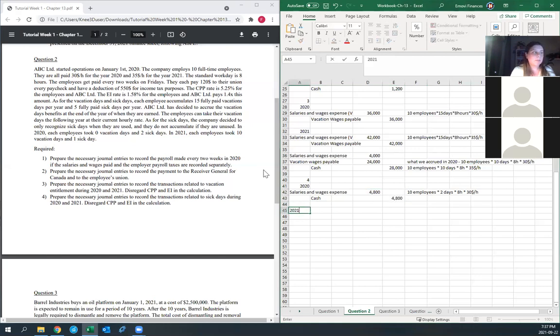And then for 2021, it's the same entry, but instead of 2 days, they each took 1 day, and it is now at $35 per hour. So I did not do that right, 35. One day. All right, and that's it. That's it for the transaction.